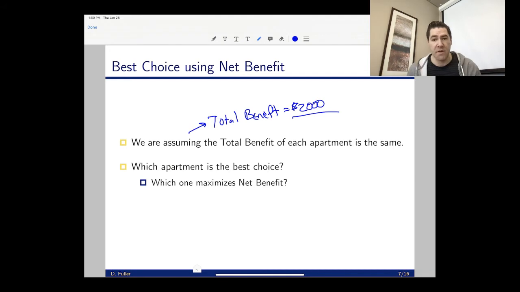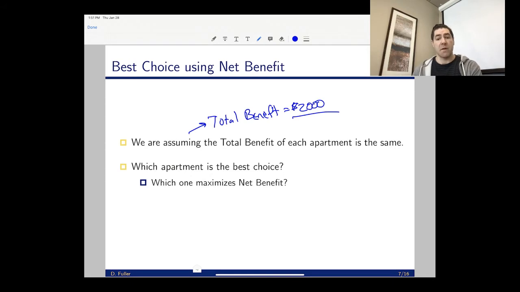I mentioned in the last video that the total benefit isn't going to differ between each apartment. That's probably a strong assumption, right? As you go to different apartments, part of what you're looking for is which one do I like better? They all have different features, and you place value on each of those features. Just to make life easy, I'm going to assume that the total benefit is the same. So if the total benefit is the same, that means that my choice is really just the one with the lowest total cost. That's going to maximize my net benefit. But right now, the total benefit is going to be $2,000 for each apartment.